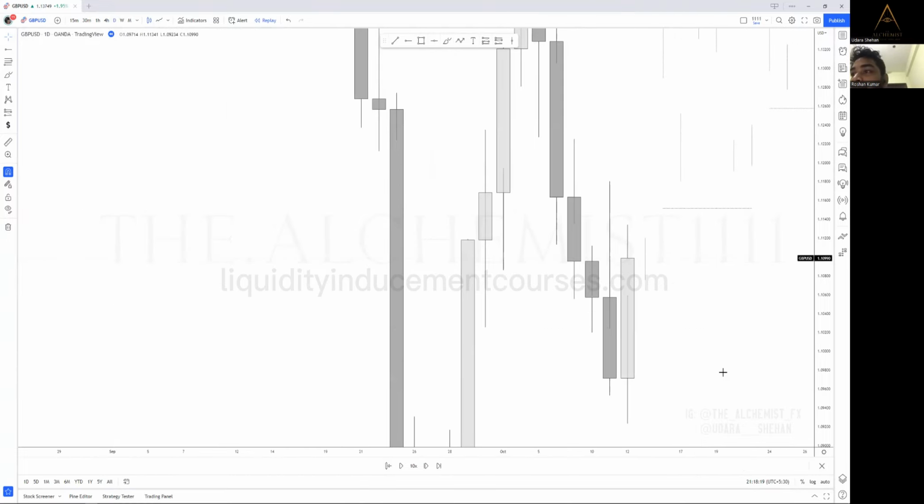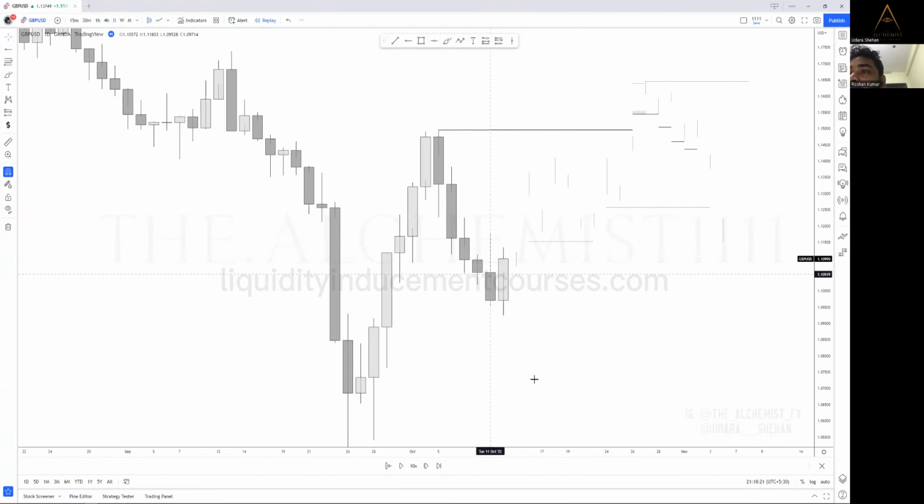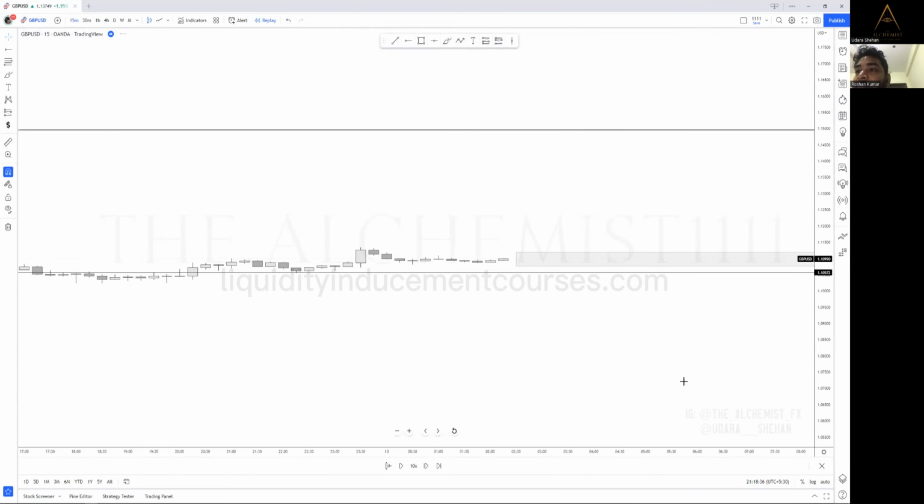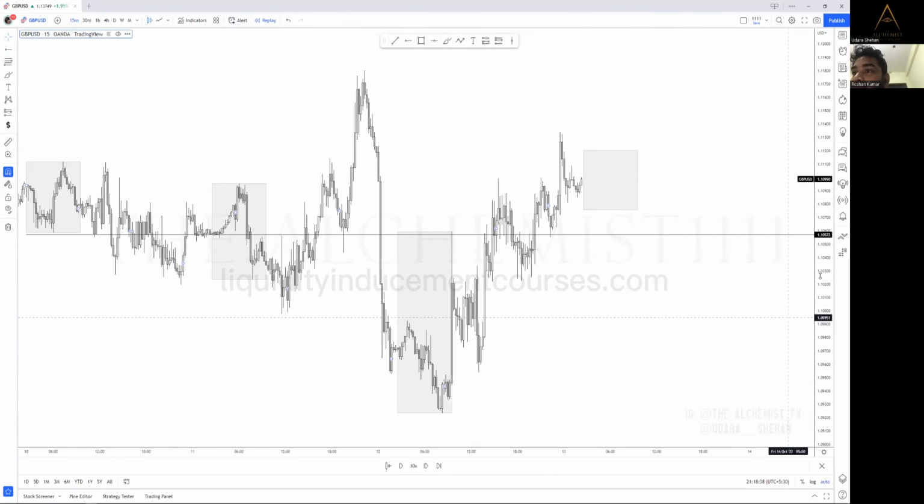What is this? This is an order block, right? That's the push down before the push up. What is the order block? Is it the whole candle? No, it is the opening price of this, or the closing price. Can you see that? I'll just show you a little sneak peek of what we do.